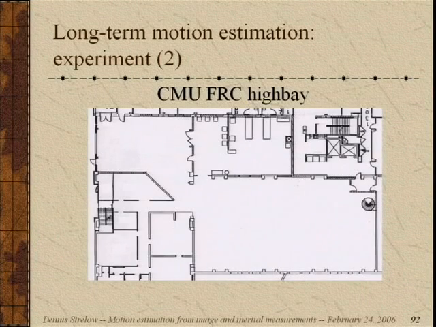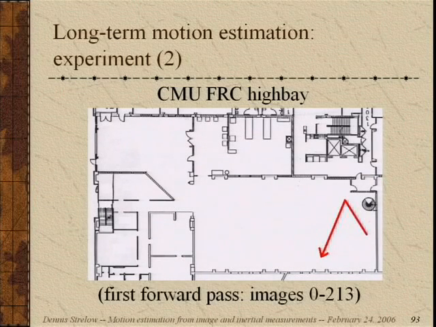Okay. And then this is the floor plan of the high bay that I worked in. And what the sequence does is it does what I call the first forward pass. It's the first 213 images. We start there on the right by the computer workstation. We back up and we move forward to that door.